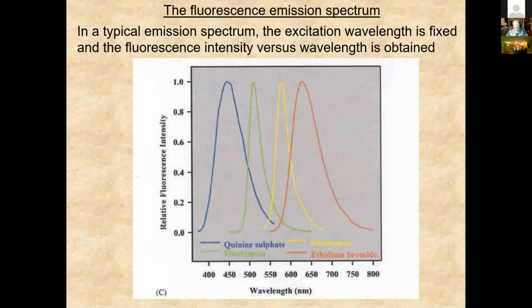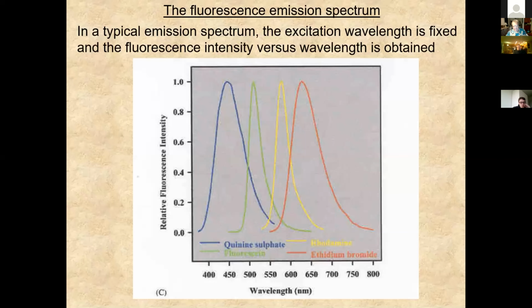So in a typical emission spectrum, the excitation wavelength is fixed and the fluorescence intensity versus wavelength is obtained. It used to be we could only do this with cuvette studies in vitro. But now, as you'll learn, there are microscopes that allow you to get the emission spectrum also, which is very important for some of the studies you'll learn about.